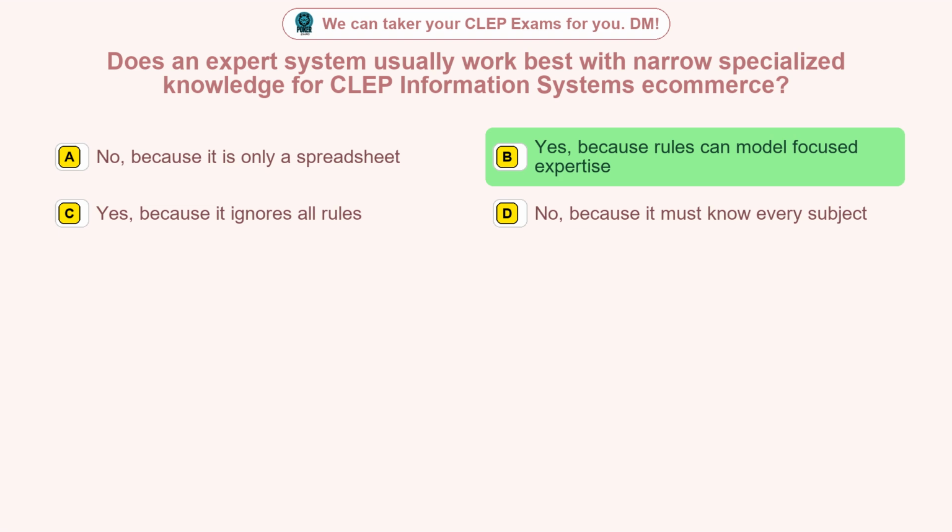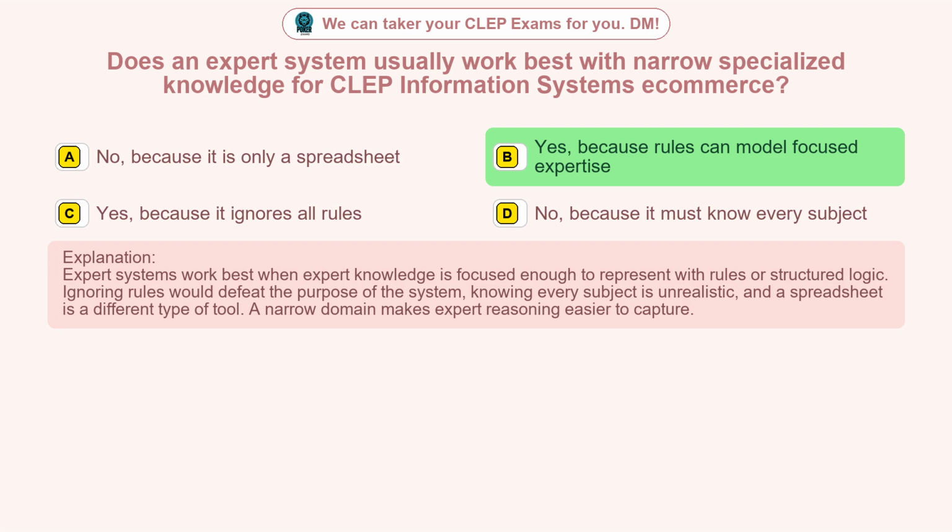The correct answer is option B. Yes, because rules can model focused expertise. Expert systems work best when expert knowledge is focused enough to represent with rules or structured logic. Ignoring rules would defeat the purpose of the system. Knowing every subject is unrealistic, and a spreadsheet is a different type of tool. A narrow domain makes expert reasoning easier to capture.